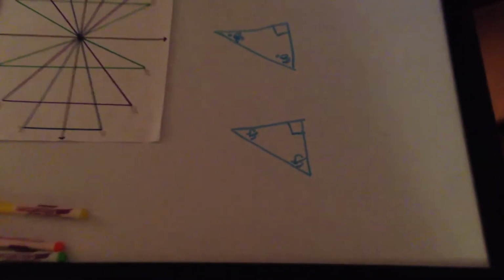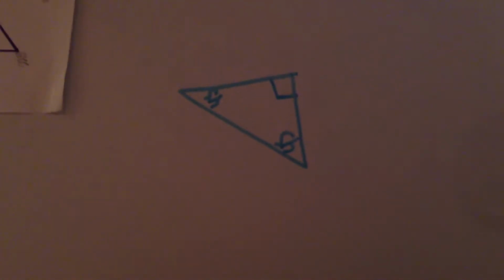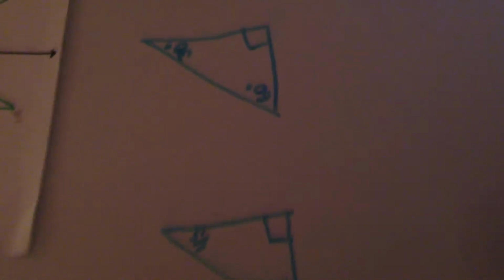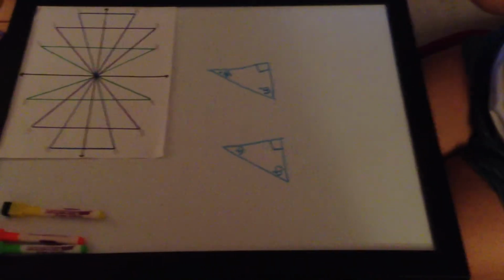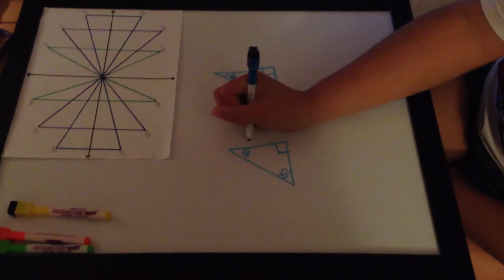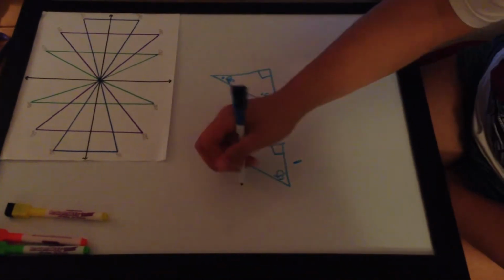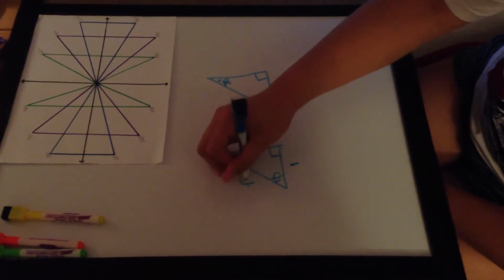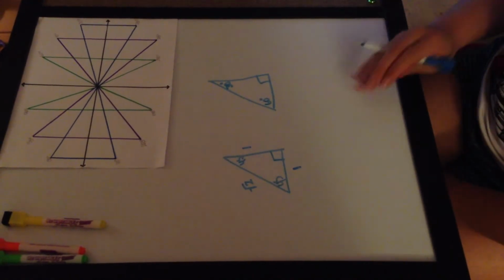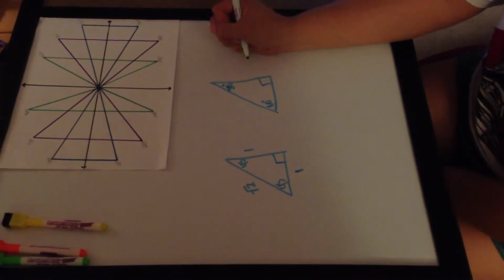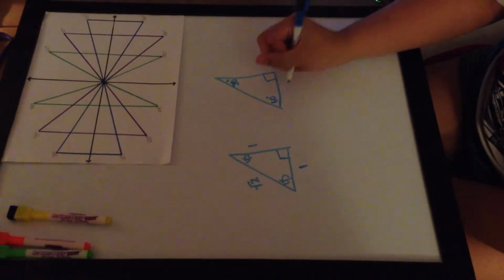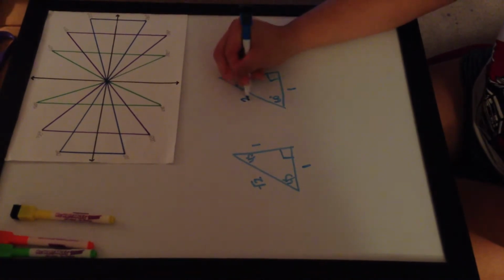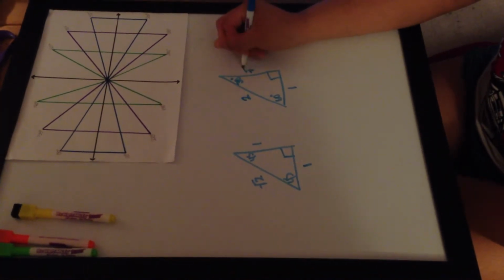Okay, so each special right triangle has its own specific ratio that goes with it. For this 45, 45, 90 degree triangle, the most important ratio is a 1, 1, root 2 ratio. On the other side, the 30, 60, 90 has a 1, 2, root 3 ratio.